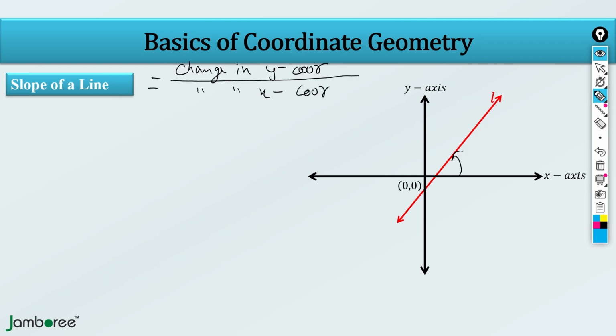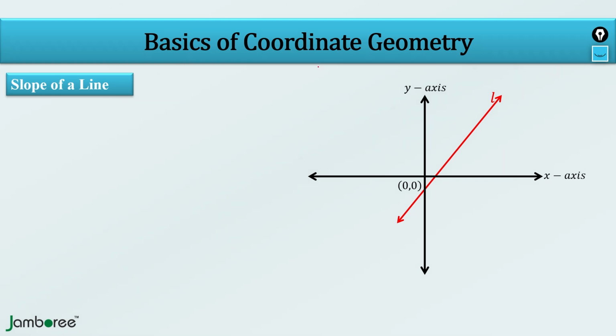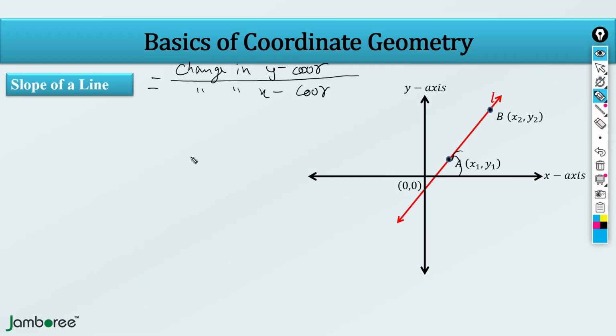This means to find the slope of a line, we need any 2 points on the line. Let us take any 2 points on the line, A and B. A and B are having the x coordinate as x1 and x2 respectively, and y coordinates as y1 and y2 respectively. Now, the change in the y coordinate would be y2 minus y1, and change in the x coordinate would be x2 minus x1, correct? Hence, the slope of the line is given by this ratio, which is (y2 minus y1) over (x2 minus x1).